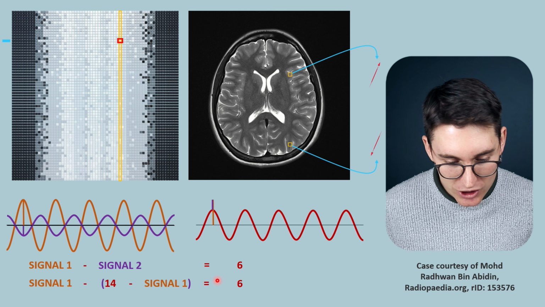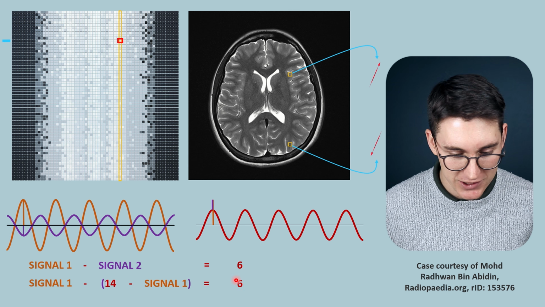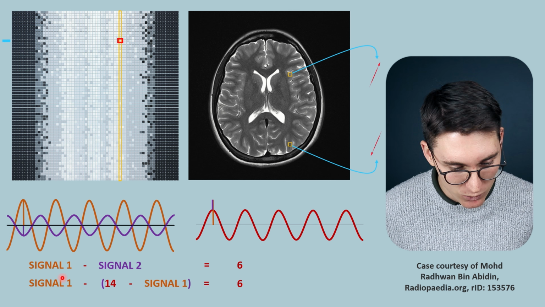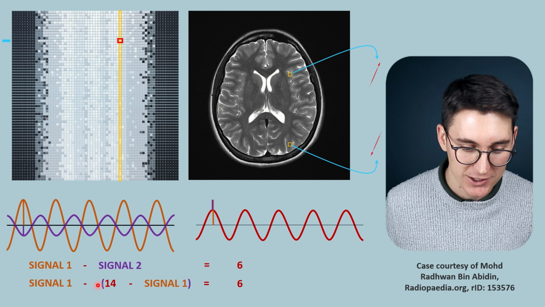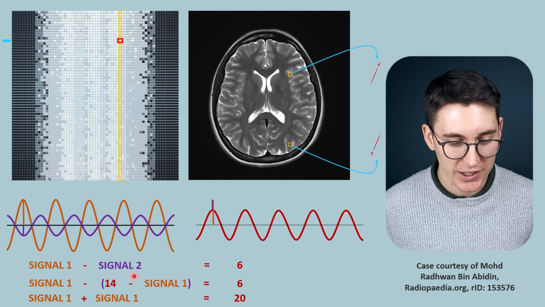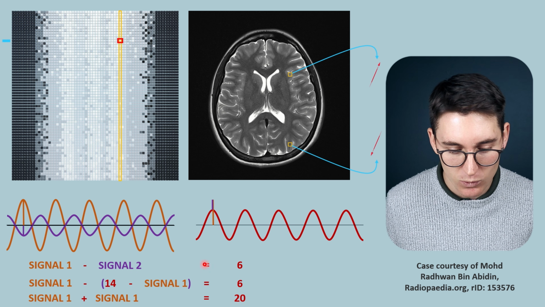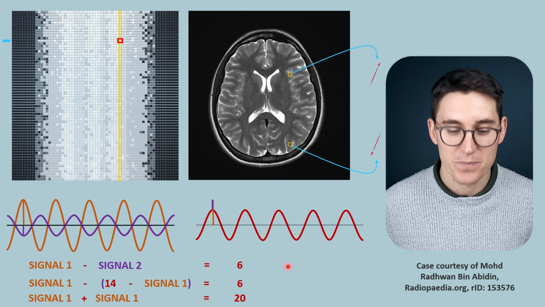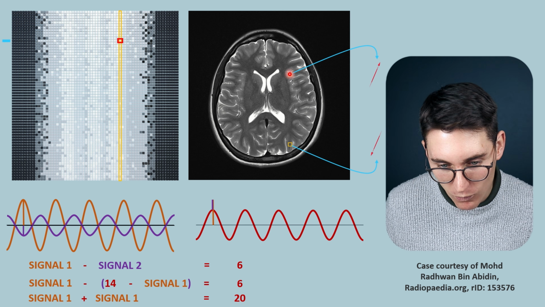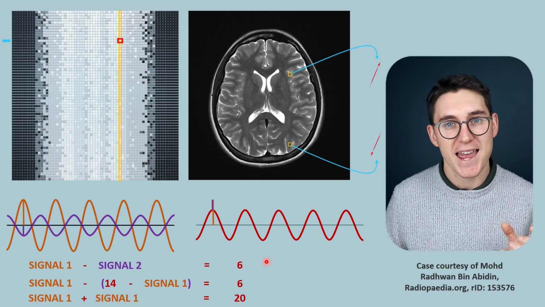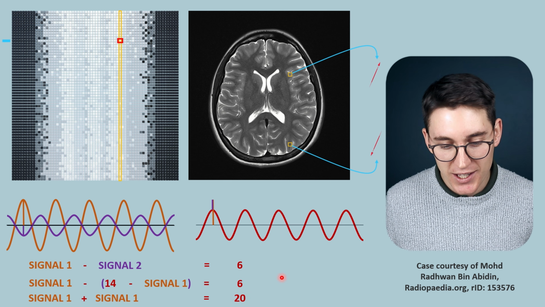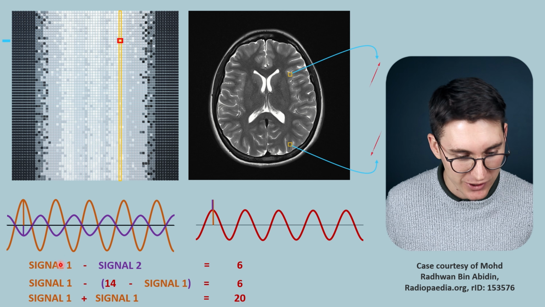We can then solve for this formula. We take minus 14 across, so it'll be 6 plus 14 will give us 20, and signal 1 minus signal 1 will be signal 1 plus signal 1. We get an equation here that we can calculate. Signal 1 plus signal 1 equals 20. So from this formula, we can see that signal 1, the signal coming from one of our pixels, must be 10, because 10 plus 10 will equal 20.